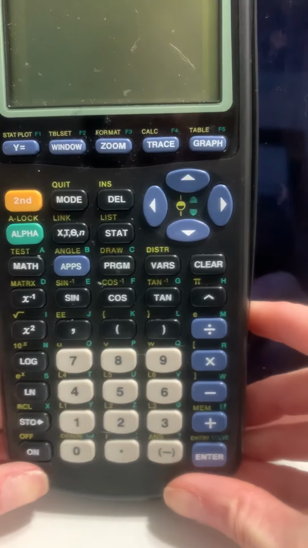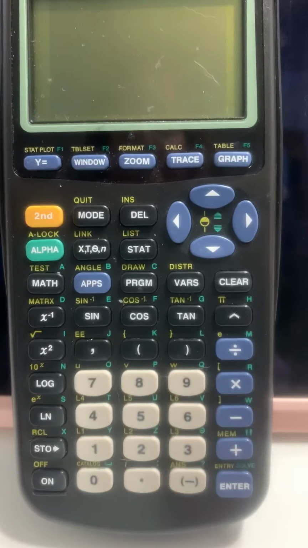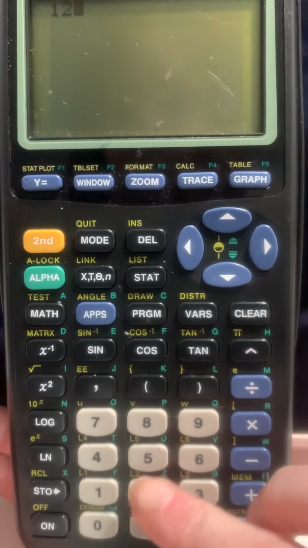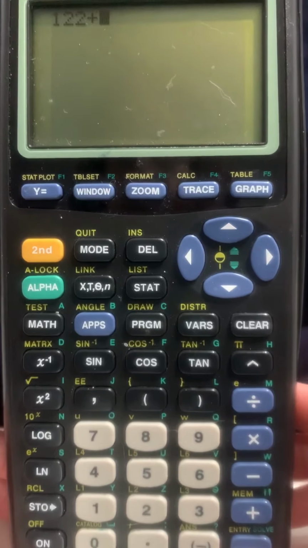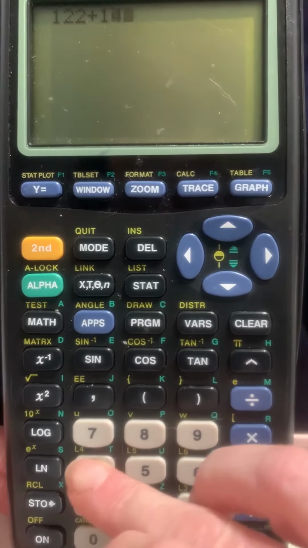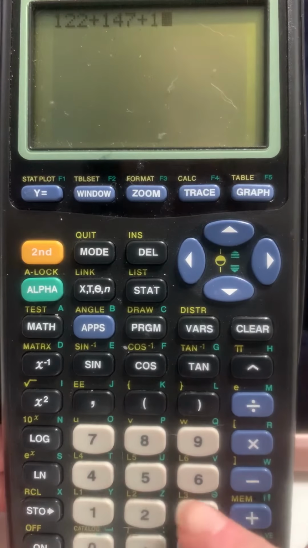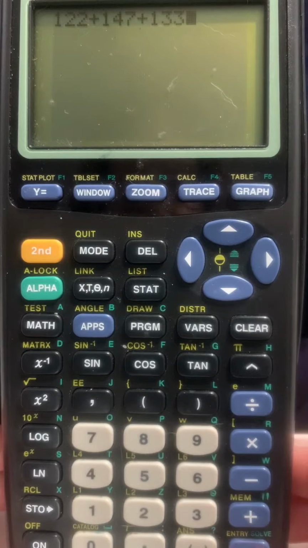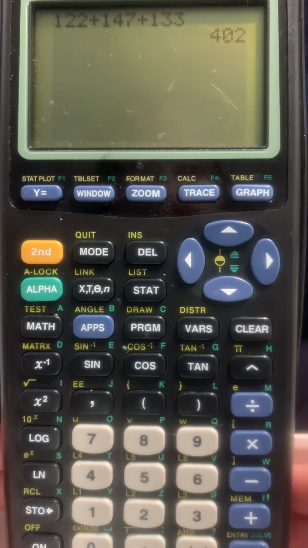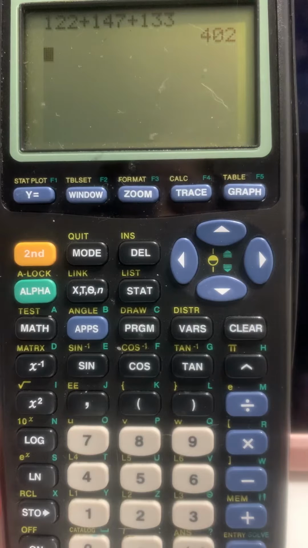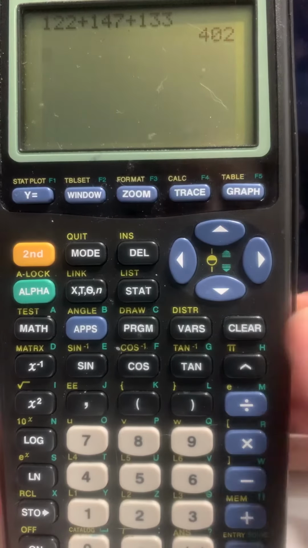I'm just going to prop my calculator up right here to show you. Okay, so what were those numbers? 122 plus 147 plus 133. Make sure that you hit enter or equals at the end before you divide. Okay, because you need it to add them up and then divide.